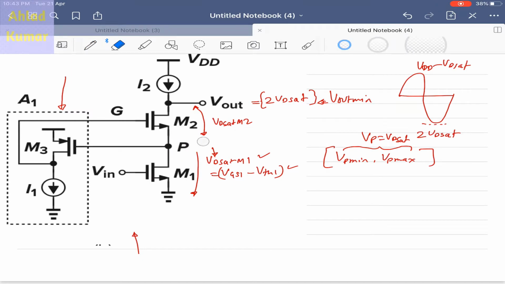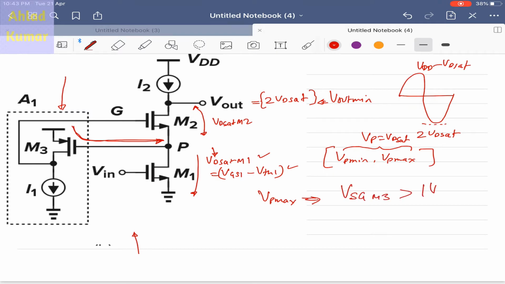So in order to calculate VP max, you have to come from the supply voltage as we discussed last time. So in order to do that, let's come from this path. Then what is the value of VP max? The value of VP max is obtained by using this equation, which is VSG of M3 is greater than mod of VTH3, and this is one of the important constraints for the MOSFET M3 to operate.